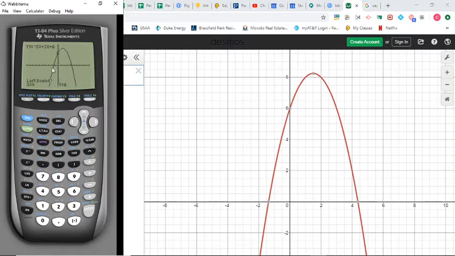For the left bound, we want to go to the left of the 0, which would be underneath the x-axis. So I'm going to get my little spider guy and scroll over till I go underneath the x-axis. Now I'm slightly to the left of the 0, so I hit enter. To go to the right of the 0, it is above the x-axis. Now I'm slightly to the right of the 0. I hit enter, and then when I'm asked for a guess, I hit enter again.